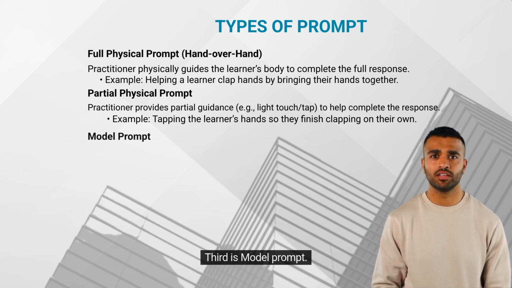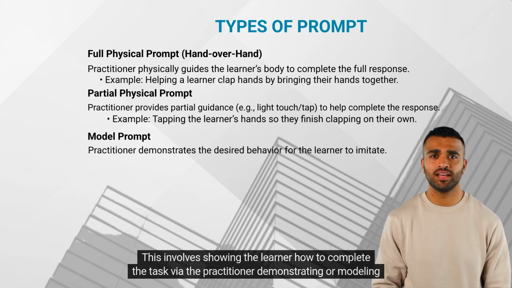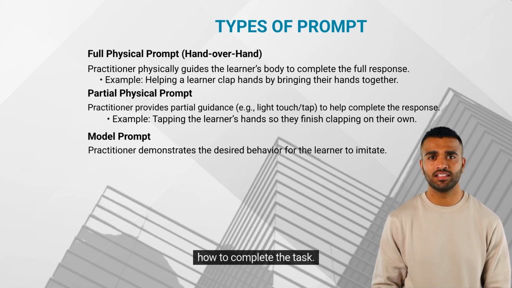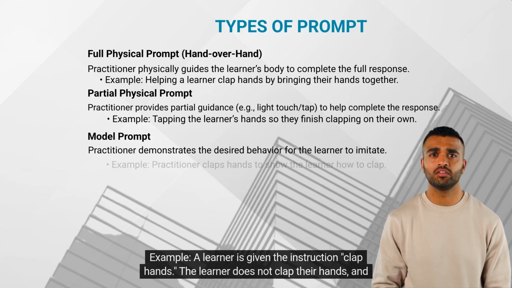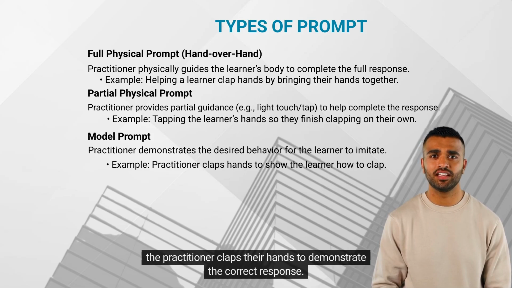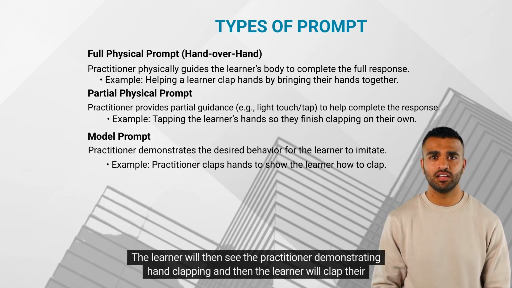Third is model prompt. This involves showing the learner how to complete the task via the practitioner demonstrating or modeling how to complete the task. Example, a learner is given the instruction clap hands. The learner does not clap their hands, and the practitioner claps their hands to demonstrate the correct response. The learner will then see the practitioner demonstrating hand clapping, and then the learner will clap their hands.